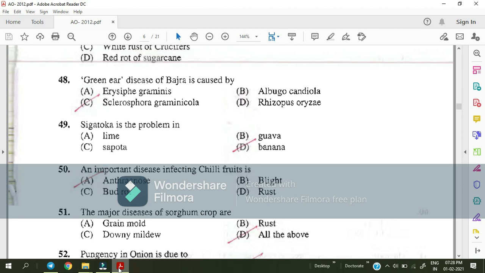Downy mildew scientific name is Peronosclerospora sorghi. For its control measure, spray metalaxyl, 6 gram per kg of seeds as a seed treatment. Resistant varieties are Co 25, Co 26. Next, rust is Puccinia purpurea. Raised pustules appear on both surfaces. Its alternate host is Oxalis corniculata.